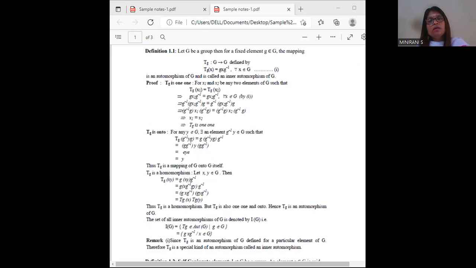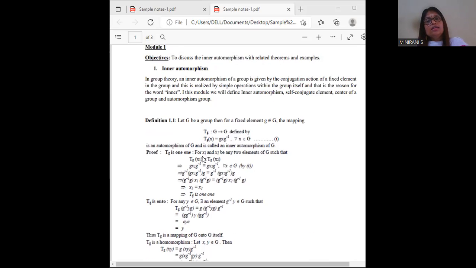Let G be a group and let g be a fixed element in the group. Then the mapping Tg on G, which is defined as Tg(x) = gxg^-1 for all x in G, is called an automorphism of G, and it is called the inner automorphism. As discussed, the word inner is because this action is realized by the simple operations within the group itself.